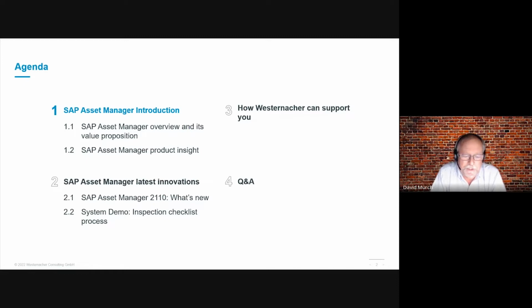Real quick, the agenda is that we'll go through an overview of the Asset Manager and what it basically is, for those of you who may or may not be aware of it. We'll do a little product insight on what's inside it, and also cover the latest innovations. A couple of things came out with 2110 that we were pretty excited about. The biggest one is the inspection checklist. For those of you who've been in the system long enough, you know that this is something everybody's been wanting at one time or another.